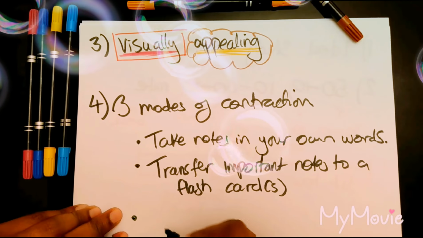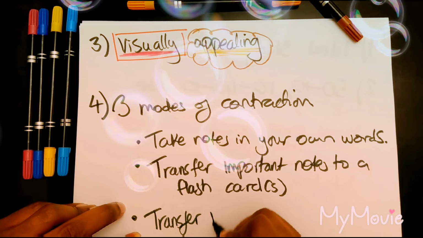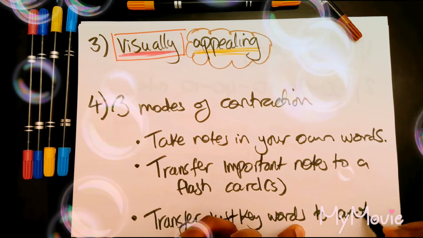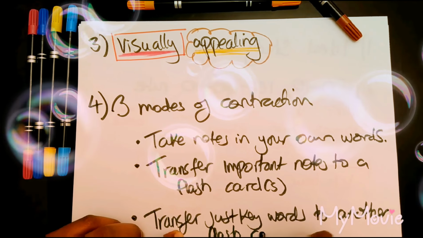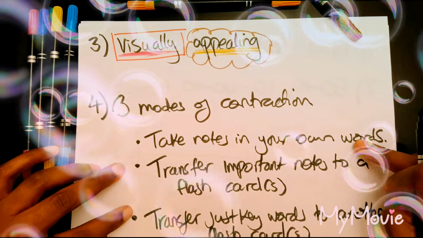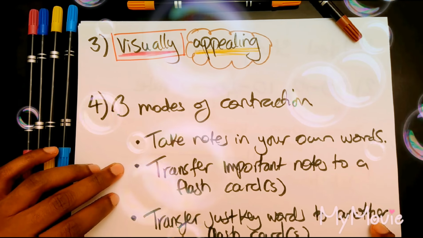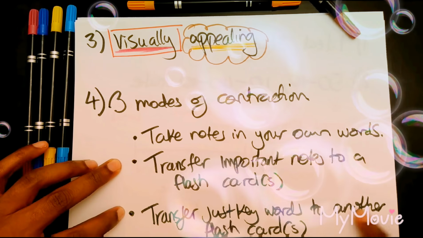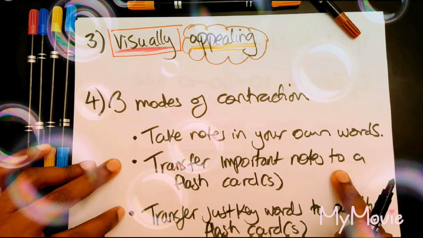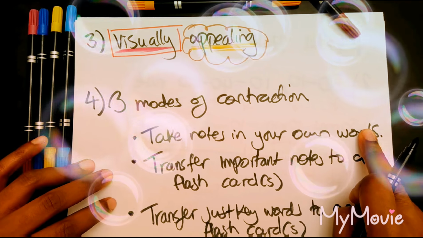Once you've done that, number 3 is to then take just the key words to another flashcard. And what you've done is you've condensed lots of paragraphs to short words and phrases to just words. These are the 3 modes of contraction. And every time I'm looking at the flashcard that has just my keywords that are still visually appealing for myself, I can remember those important notes, and ultimately I can also remember the length of notes that I had taken for that particular study session.